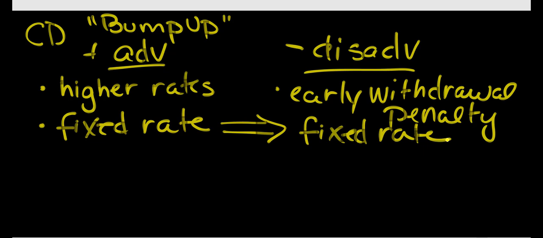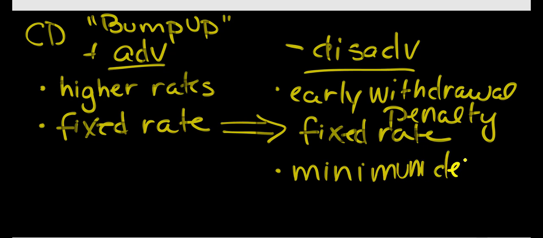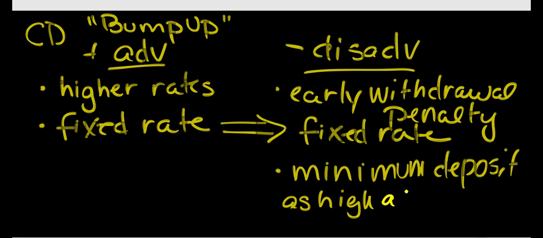And then finally, the minimum deposit is something that you don't always have with a savings account, and it could be as high as $500. So that's a lot higher upfront cost than if you were opening up a savings account. So let's stop there and then we'll come back and finish up with money market accounts and savings bonds.